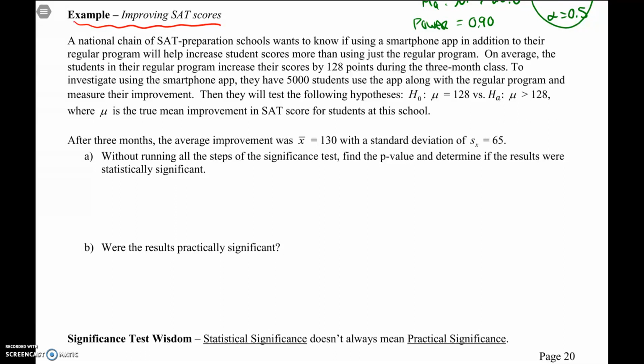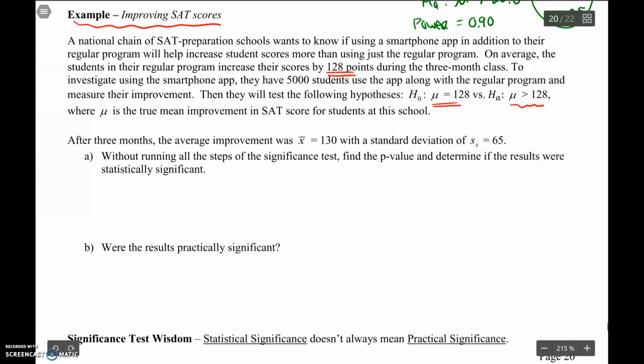On average, students in their regular program increase their scores by 128 points during a 3-month class. To investigate using the smartphone app, they have 5,000 students use the app along with the regular course and measure their improvement. They will test the following hypothesis: the mean is equal to 128, so there's been no change since implementing the smartphone app, versus the mean is now greater than 128, so the smartphone app improves scores, where mu is the true mean improvement in SAT scores for the school.